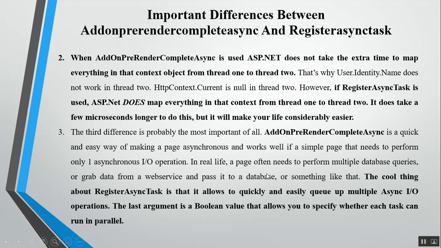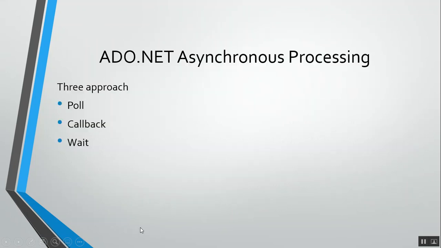And the last and most important difference is that AddOnPreRenderCompleteAsync is used only for making two operations asynchronous, whereas in the case of RegisterAsyncTask we can have multiple async I/O operations, and the last argument is a boolean value that allows you to specify whether each task can be run in parallel or not. We'll end here.